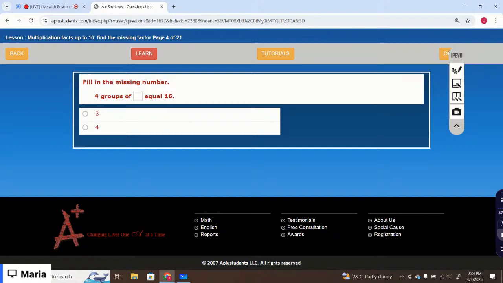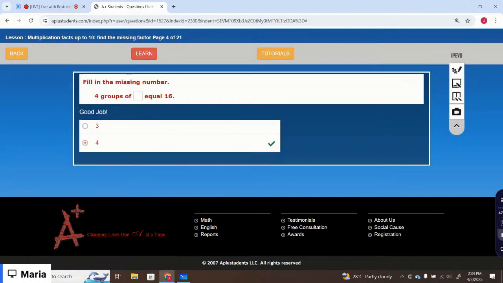Four groups of what equals 16? 4 times 4 makes 16, very good. Option number 2 is the correct option.